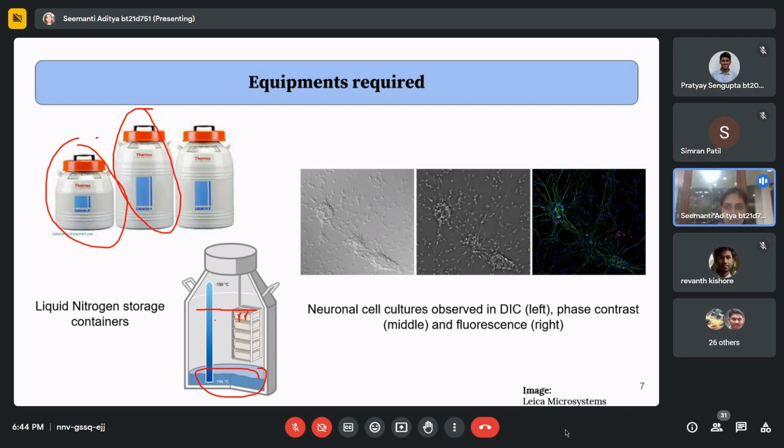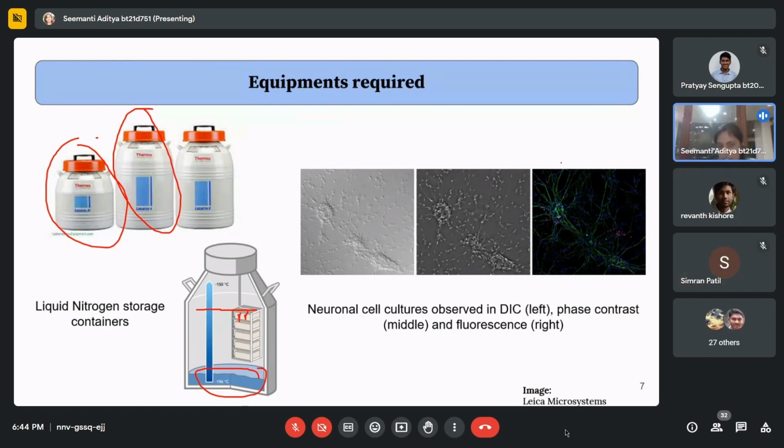Also, apart from this, we require a microscope which can detect, preferably, all of bright field, phase contrast, DIC, and fluorescent pictures. Because if we want to see whether a transfection with a fluorescent tag has happened, we should be able to see it in the cell culture microscope itself. Okay, so transfection has happened.